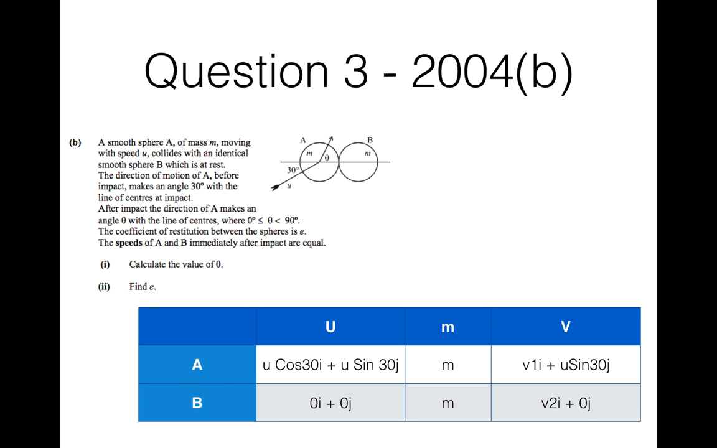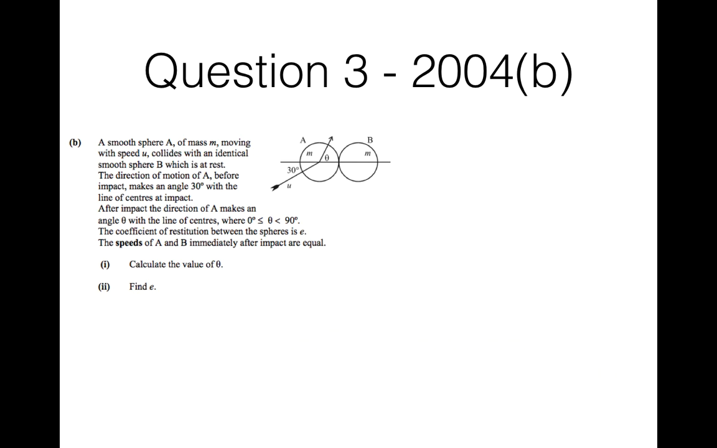Right, the direction that changes is the i direction. We put the i components into the two equations. Solve the two equations and we get v1 and v2. Now what I would do here is rewrite the velocity of sphere A and B after the collision with the v1 and the v2 subbed in. And we know their speeds are equal, so what you want to do is get the speed of A after impact and the speed of B after impact, all in terms of u and e, and let them equal each other.